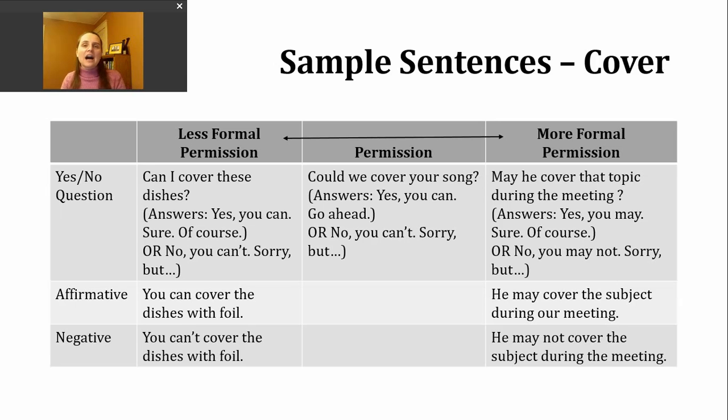Okay? And we can use may to affirmatively give permission to someone. So here, again, our structure is going to go back to subject, our modal may, then the base verb. He may cover the subject during our meeting. So he may mention it, discuss it. He may not cover the subject during the meeting. Okay? Again, here we're not giving someone permission. What you'll notice here is we do not form a contraction with may not. Important to remember as well.